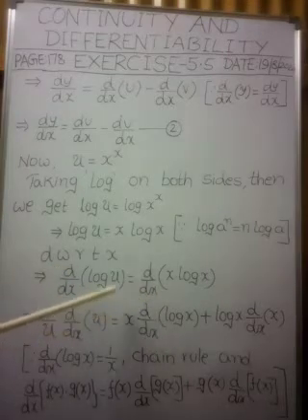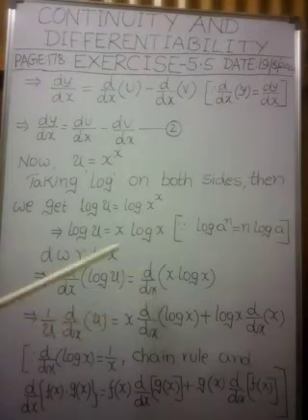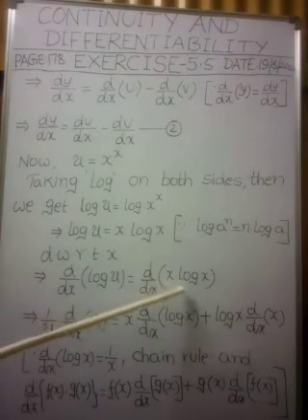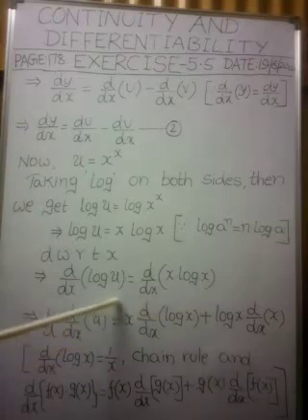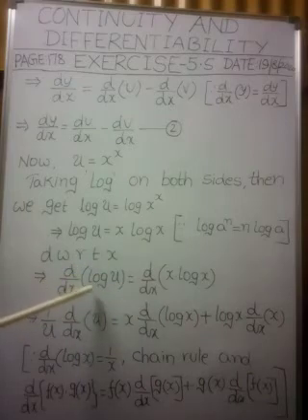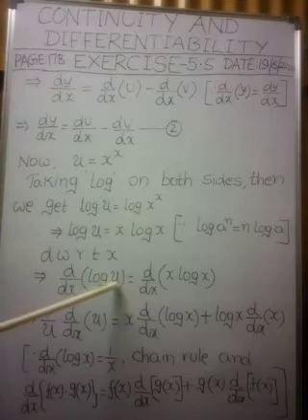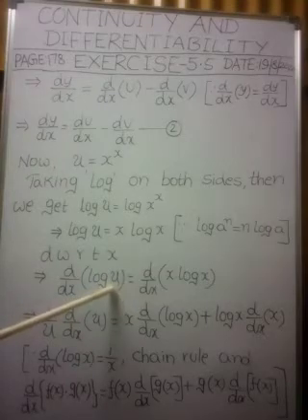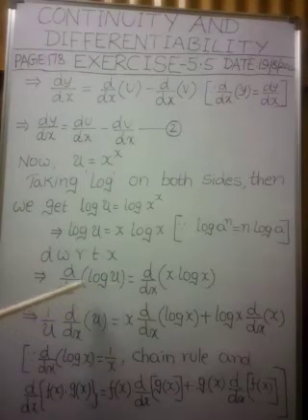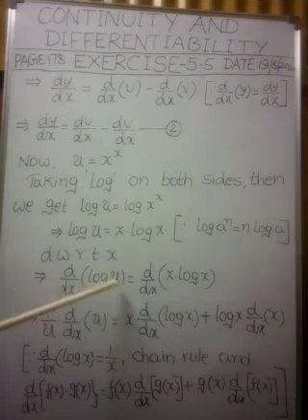So I wrote d by dx on both sides. So d by dx of log u is equal to d by dx of x log x. Understood this step, my dear children? Right. This implies, if you observe the LHS, it is in the form of d by dx of log x. In your mind, assume this u as x. Okay, my dear children? Assume this u as x in your mind. Then it is in the form of d by dx of log x.